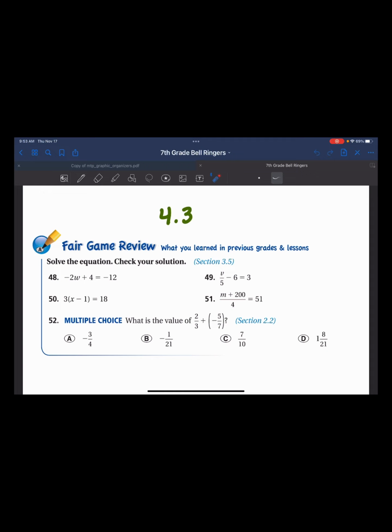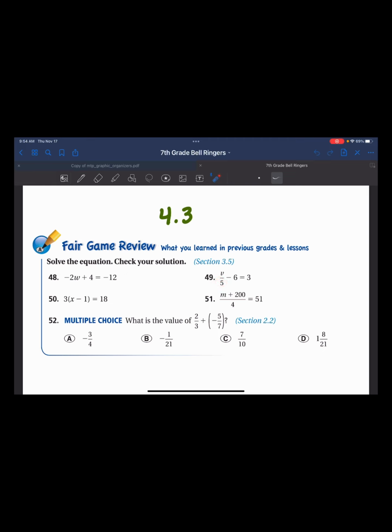So if you look, your job is to get the variable by itself. And these are two-step equations, so there's a few things you have to do to get the variable by itself. On number 48, you're going to have to get rid of the 4 before you can get rid of the negative 2. On 49, you're going to have to get rid of the negative 6 before you can get rid of the divide by 5.